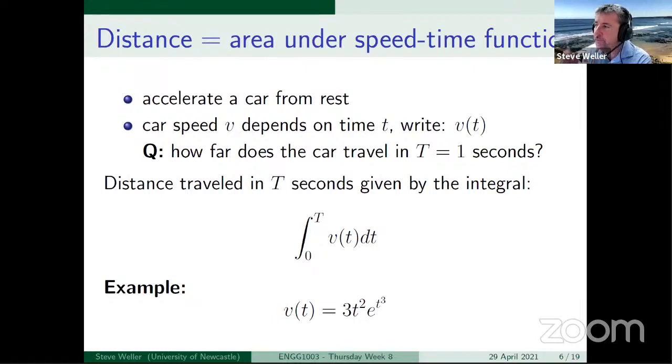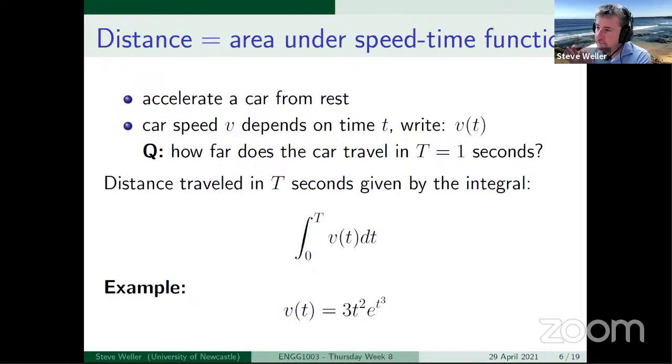If you have seen it before, you'll recognize it. The distance traveled in t seconds is given by the following integral. We integrate the function v, remember v is car speed, from 0 up to uppercase T. Why those two choices of limits? Because we started at time 0 and we drove for t seconds, uppercase T.